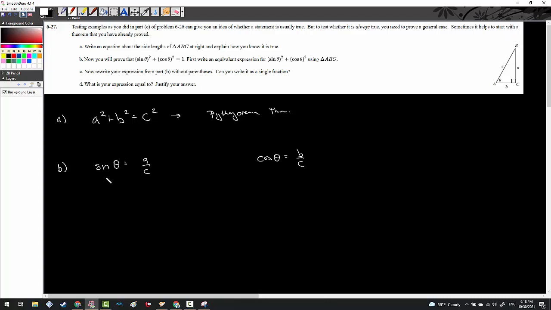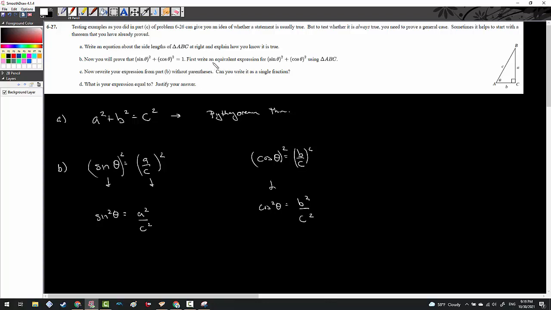Well, what I'm going to do is I'm going to actually square both sides. So if I square both sides, what I get is sine squared theta equals a squared over c squared. Right, because if I square a fraction, I'm going to square the tops and bottoms individually. So I'll do the same thing here. So from here, cosine squared theta is equal to b squared over c squared.